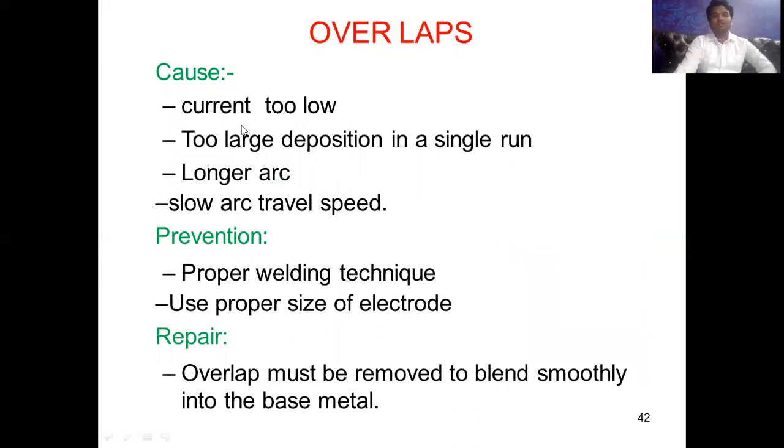Causes are: current is too low while welding, too large a deposition in a single run, a longer arc, and slow travel speed. If the travel speed is slow, the deposition of the material is high. Prevention: proper welding technique has to be adopted, and the proper size of electrode should be used. Repair: the overlap must be removed to blend smoothly into the base metal. So this overlap must be removed smoothly.